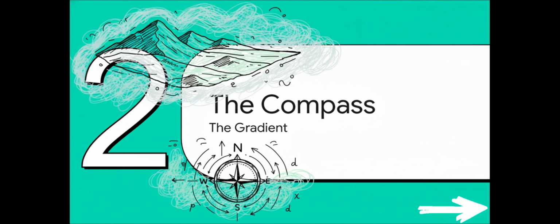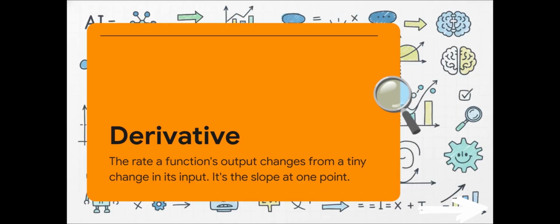Okay, so if the loss function is our landscape, how do we navigate it? In that dense fog, how do we have any idea which way is downhill? This is where calculus steps in and gives us our compass. We need a way to measure the steepness of the landscape right where we're standing. And the fundamental tool for that is the derivative.